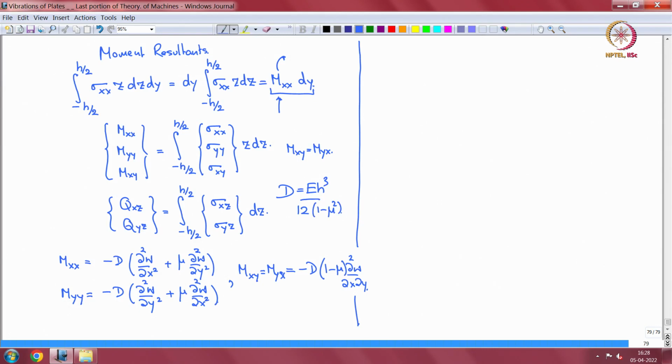If we now look at how the force and moment resultants appear on the differential element, it looks like time is running out. So I will stop this lecture here and we will look at that part in the next class and finish up with the derivation of the plate equation. Thank you.